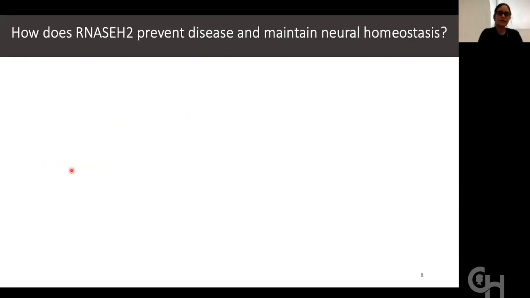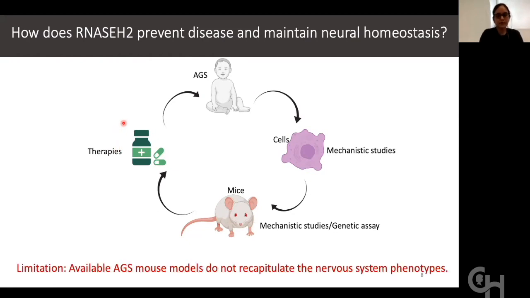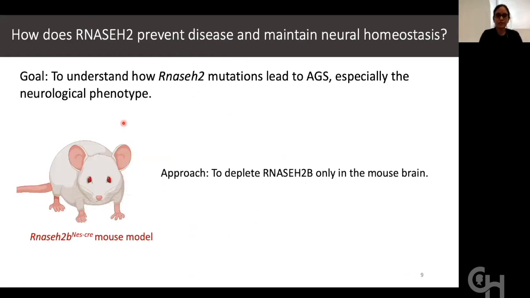So we first asked, how does RNase H2 prevent disease and maintain neural homeostasis? In order to understand the molecular basis of AGS and to design better therapies, we need model systems that can recapitulate AGS. However, there is a limitation that the available AGS mouse models do not recapitulate the nervous system phenotype. So in order to overcome this limitation, we decided to delete RNase H2 in the mouse nervous system. We call this the RNase H2 Nestin-cre mouse model.